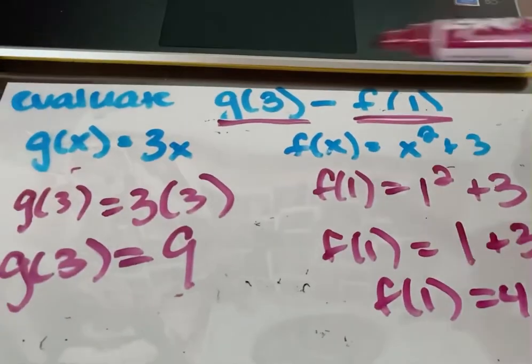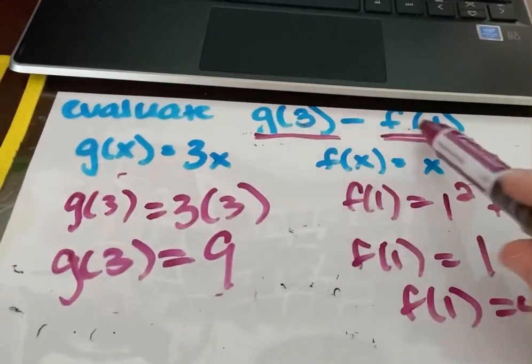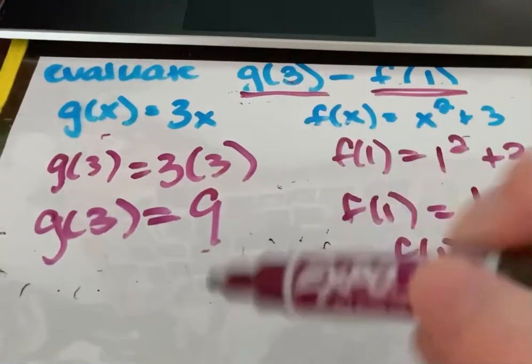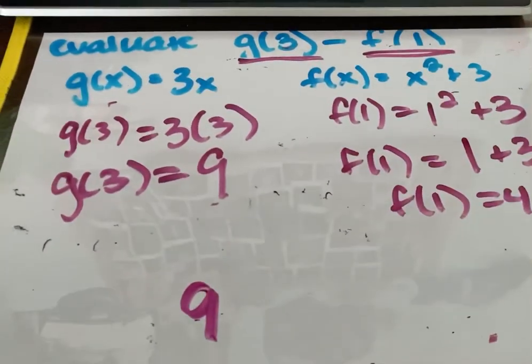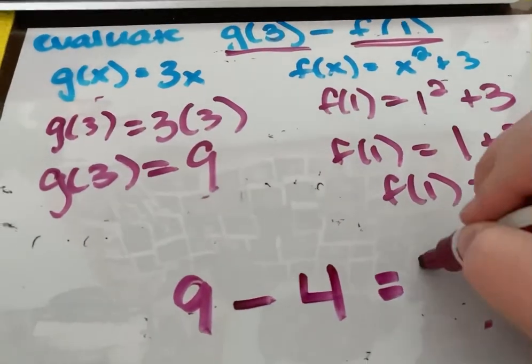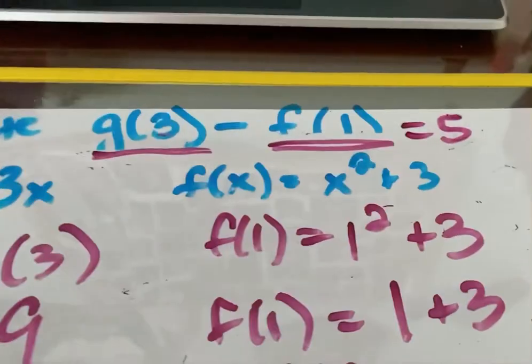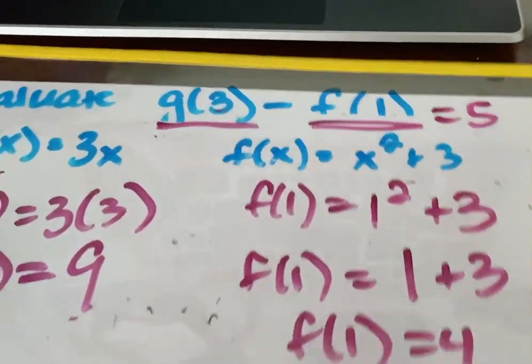So now that I know what g of 3 and f of 1 are, I can plug them in to solve that equation. So g of 3 is 9. F of 1 is 4, so 9 minus 4, and that's going to equal 5. So up here, g of 3 minus f of 1 is going to equal 5.